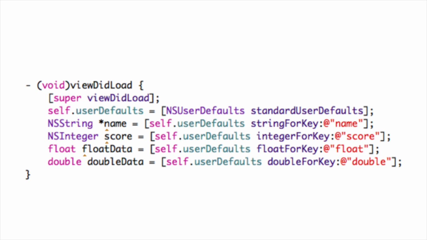To load the values in, it's just as easy. We create our NSUserDefaults object, and then we can call the methods stringForKey, integerForKey, objectForKey, doubleForKey, for instance, to retrieve the values. So it's an incredibly simple mechanism for storing simple pieces of information.